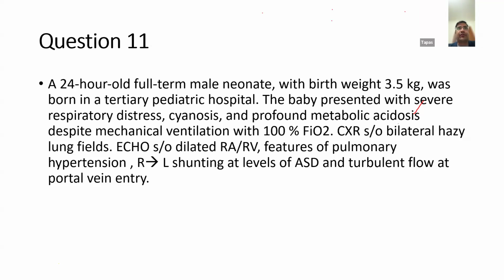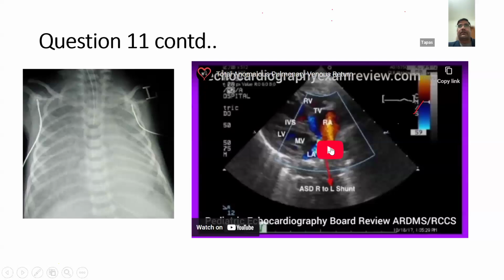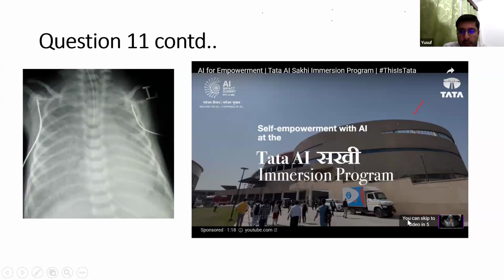Okay, next question. This is a full-term male neonate with a birth weight of 3.5 kilo, born in a tertiary pediatric hospital. The baby presented with severe respiratory distress, cyanosis, and profound metabolic acidosis despite mechanical ventilation with 100% FiO2 requirement. Chest X-ray is suggestive of bilateral hazy lung fields, and echo is suggestive of dilated RA, RV, and features of pulmonary hypertension with right to left shunt at the level of ASD and turbulent flow at pulmonary vein entry. So this is the X-ray of the baby, and on the right-hand side, the echo.